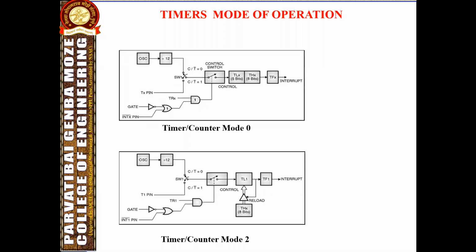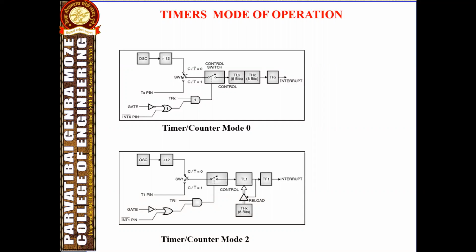Similarly, in mode 3, timer 1 is not used. Timer 1 therefore simply holds its count. The timer 0 registers TL0 and TH0 are configured as two separate 8-bit timers. Here the TL0 register uses the timer 0 control bits GATE, TR0, INT0 and TF0, and TH0 counts the machine cycles and takes over the use of TR1 and TF1 from timer 1.